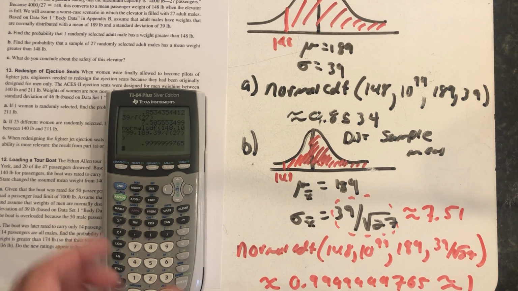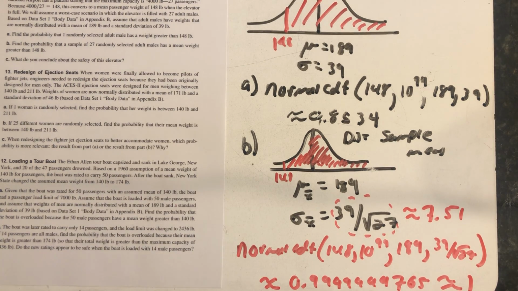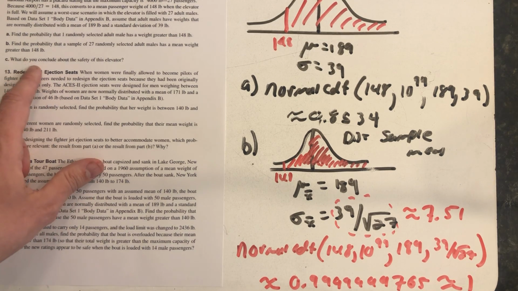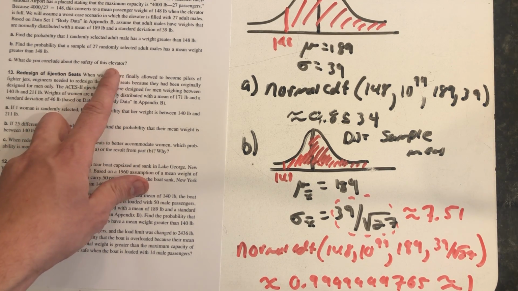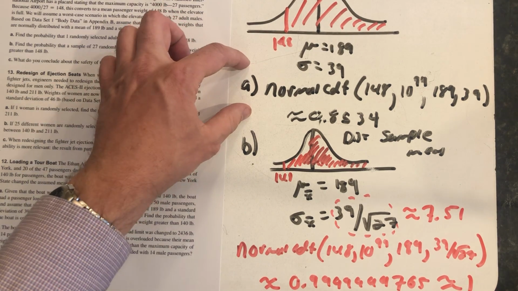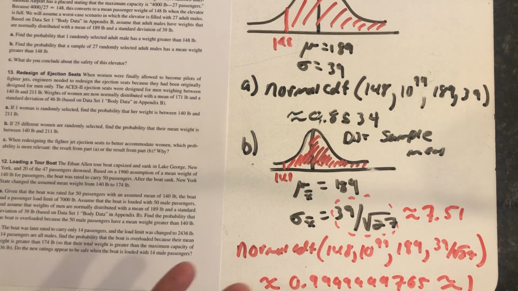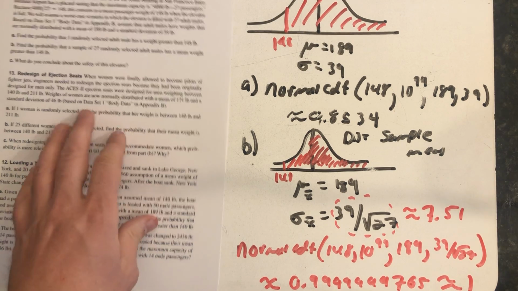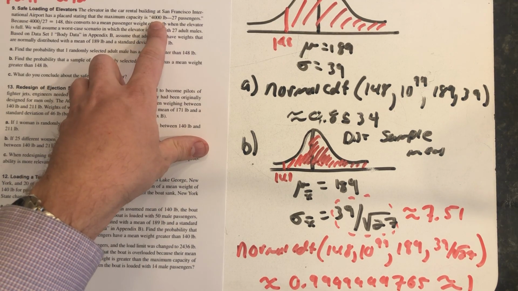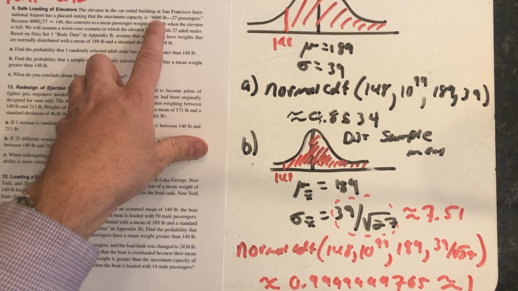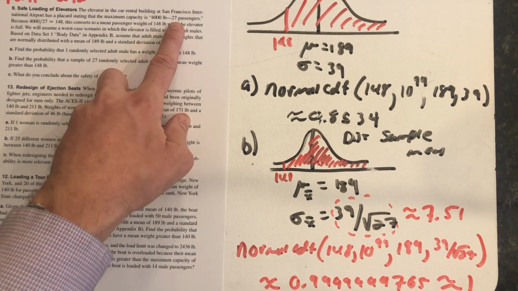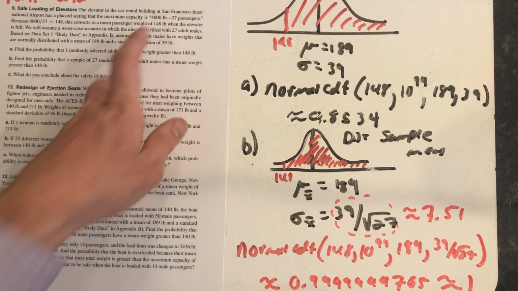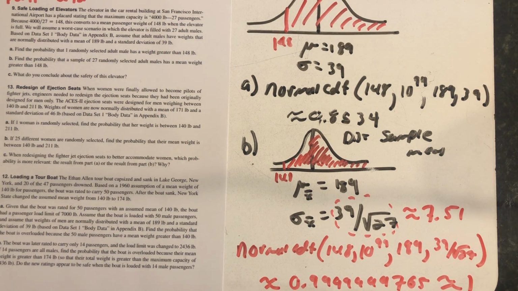It is almost certain. Now the important part of this problem, C. What do you conclude about the safety of this elevator? Well, part A doesn't matter. That's the probability of getting one person who weighs over a certain amount. You have one person on an elevator, they're certainly not going to, by themselves, violate this 4,000-pound capacity. Putting 27 people on it, that's what we're worried about. We're worried about having a full elevator.